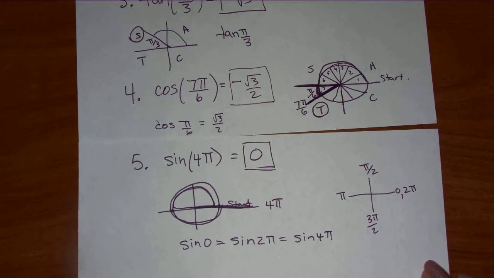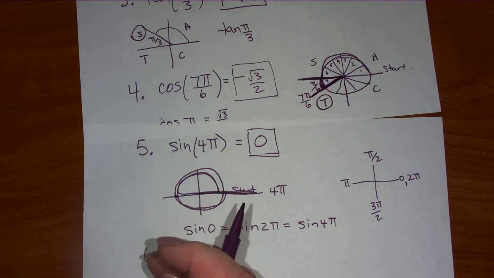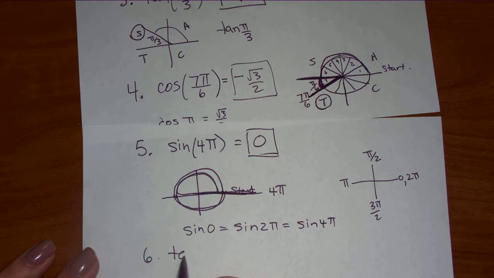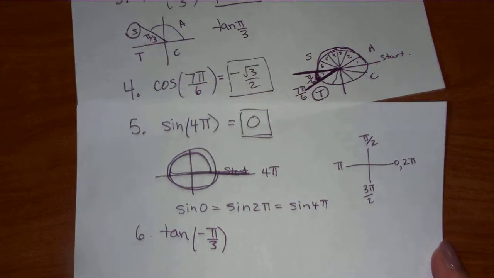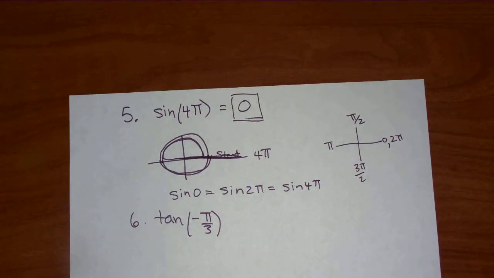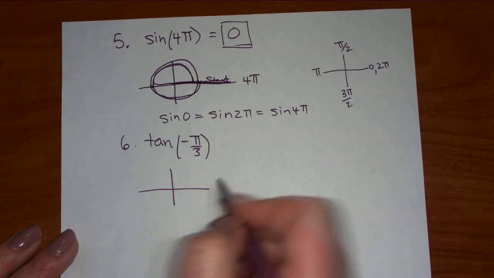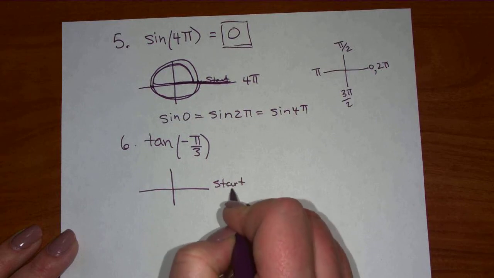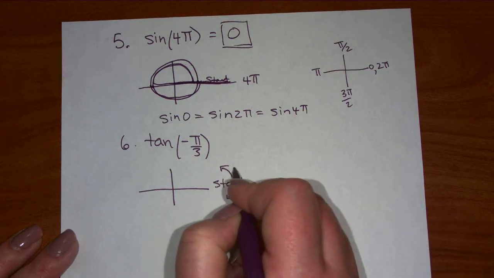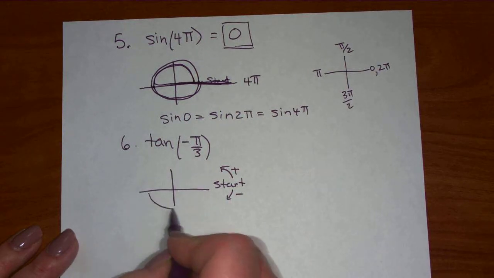So 6. Tan of negative pi over 3. So what does the negative mean? Go down. Right, we go backwards. So we go down instead of up when we find our angle. So here's our start, but the negative means go in this direction. If it's positive, we go up to start, but that's a negative angle. So it doesn't mean anything other than, here's your first pi, split it into 3 pieces, and we want only 1. So here is negative pi over 3.